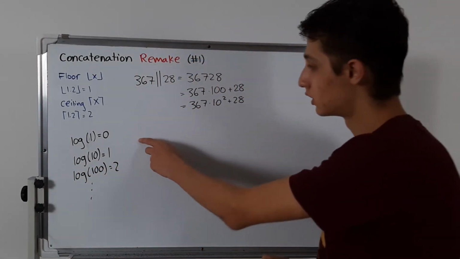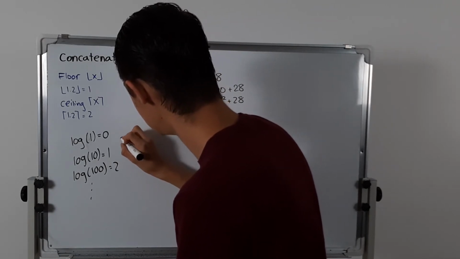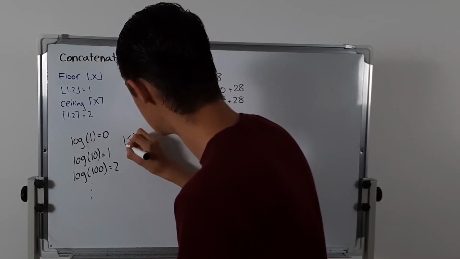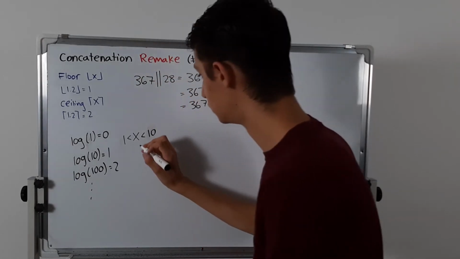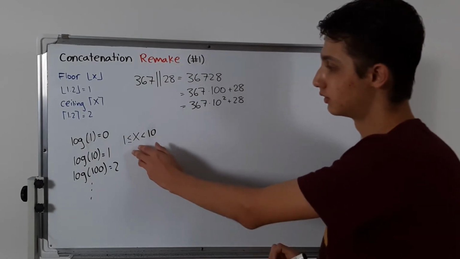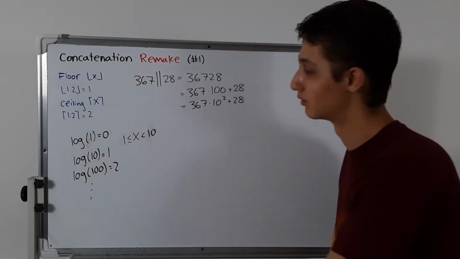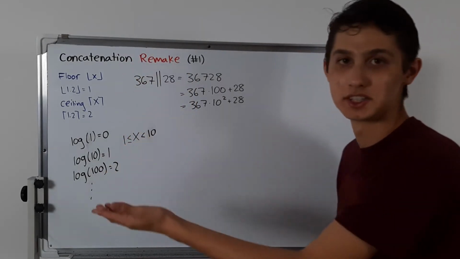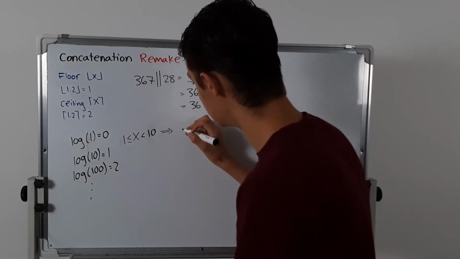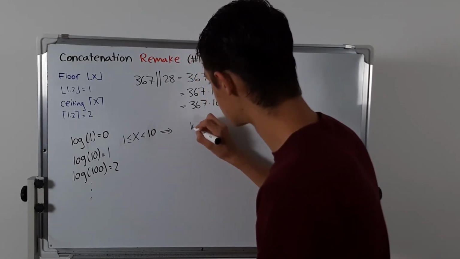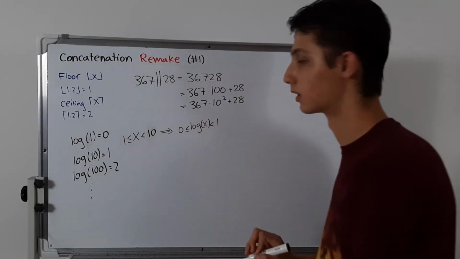So if we choose a number x, and it is between 1 and 10, and I want to say it includes 1, but not 10, so this is any one-digit number, any number from 1 up to 9.999. Then the log of x is going to be between 0 and 1, including 0, right?